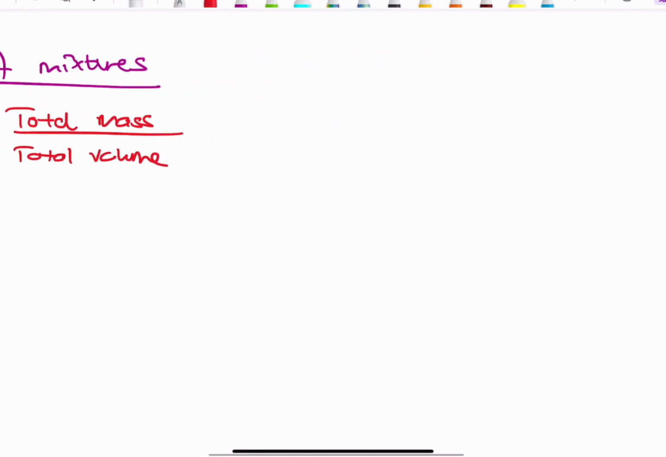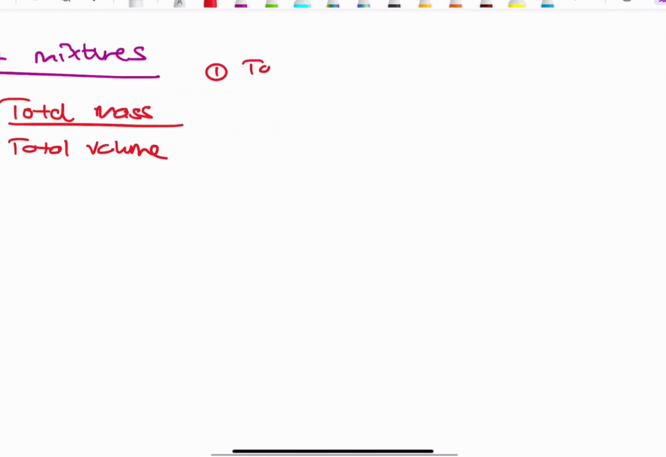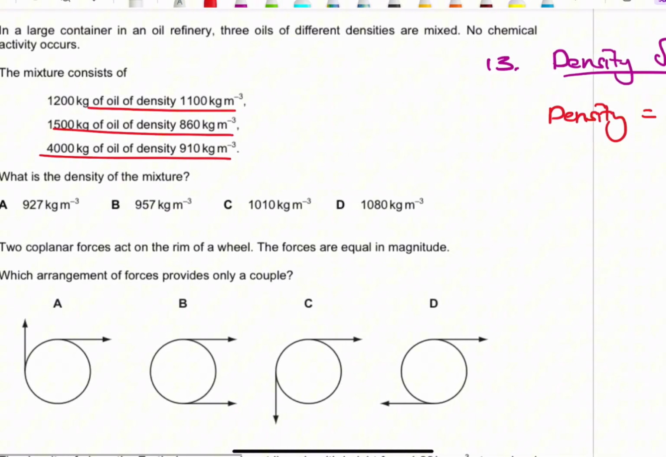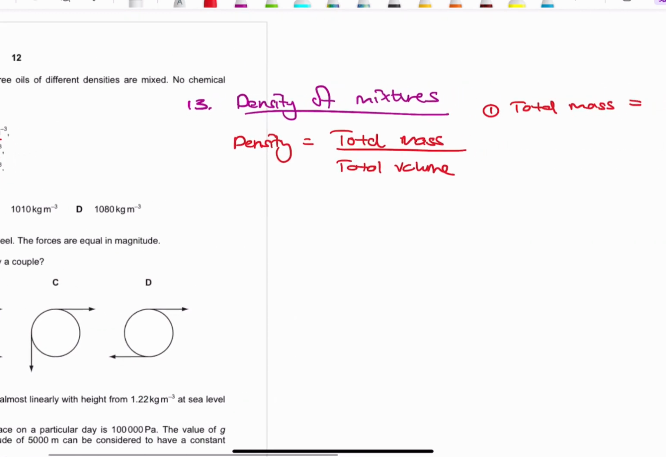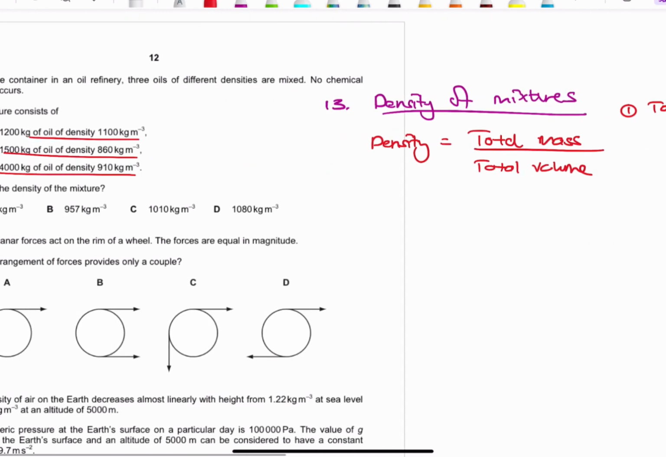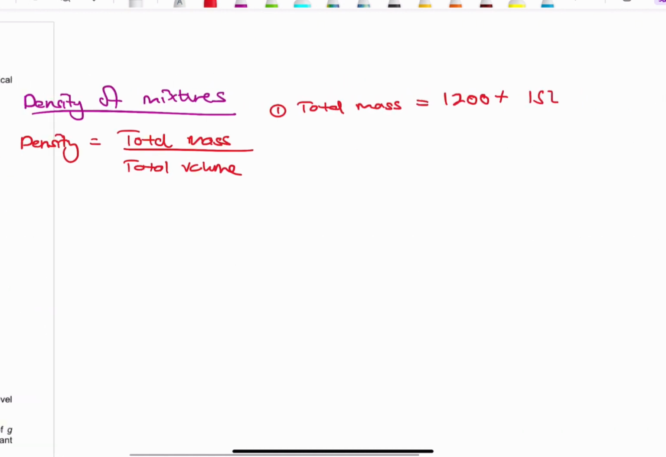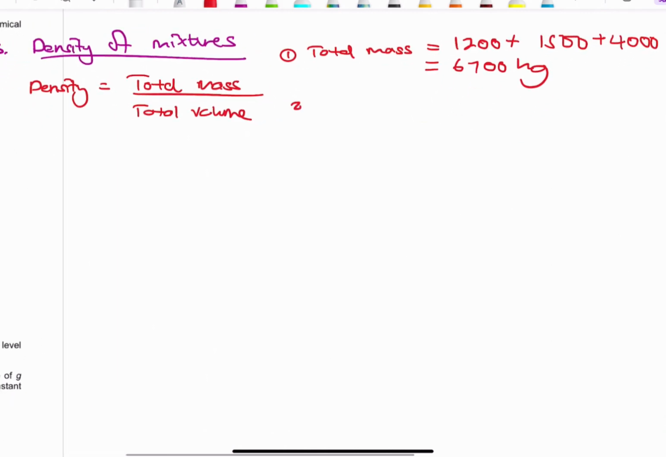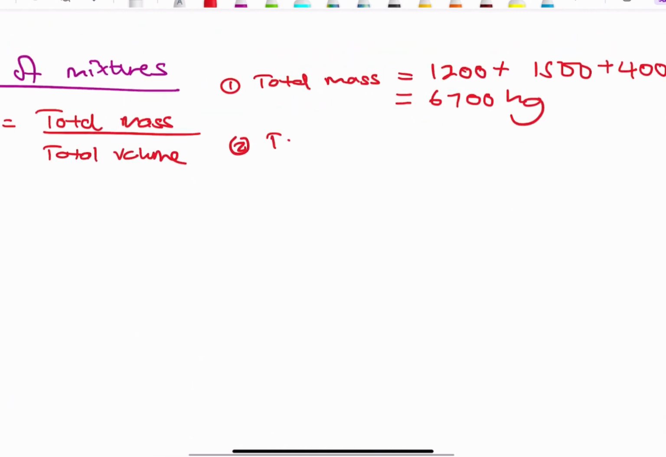So the total mass, let's first start with that. The total mass will be equivalent to 1,200 plus 1,500 and 4,000, right? So it's going to give me a total of approximately 6,700 kgs. The second thing, let's go. Total volume.